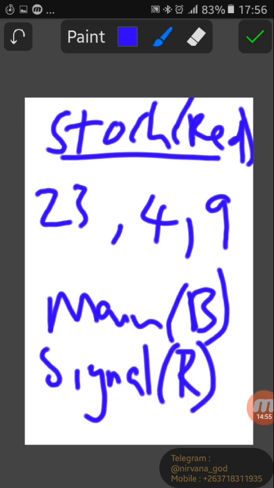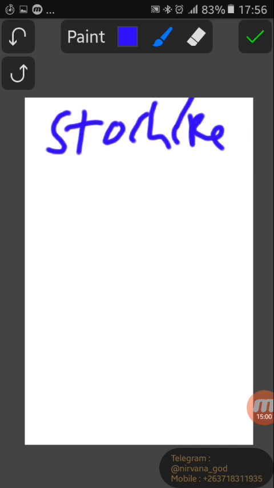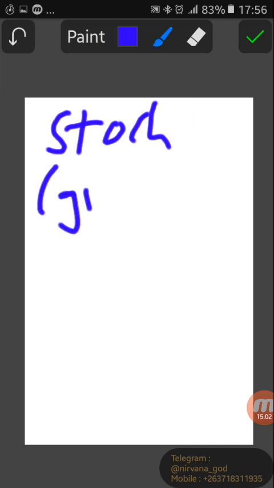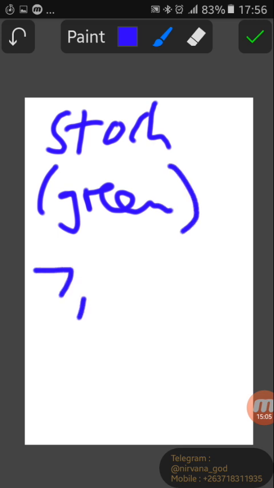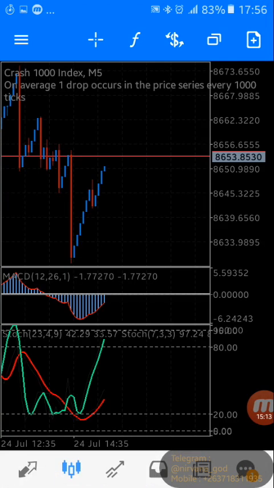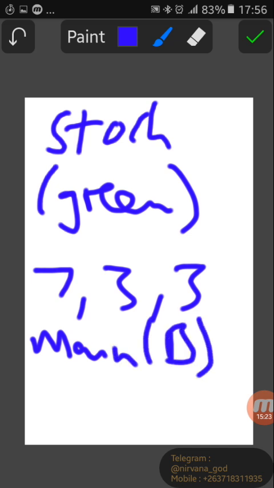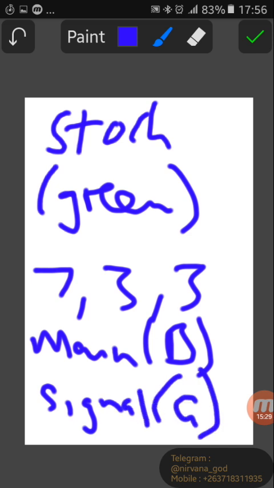And then the second stochastic that you are using there in terms of setting, that stochastic is green. The period is 734. Should be 734. Is it? Let me confirm. Sorry, it's 733. Right. The main line is also the same as background. It doesn't show, but the signal line of the stochastic is green. So simple. The first stochastic is red, the second stochastic is green.